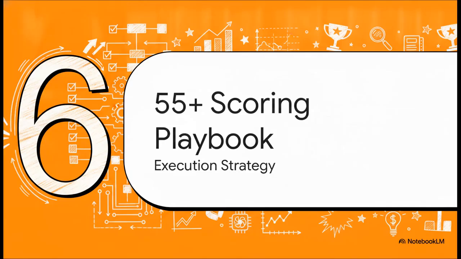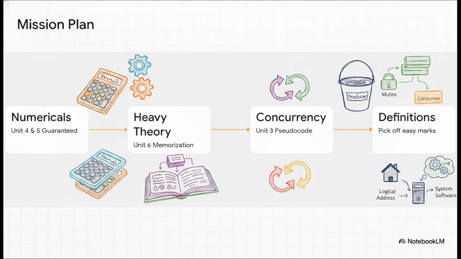Okay, Part 6, your 55-plus scoring playbook. Let's talk execution strategy. We've extracted all the highest yield topics. Now, let's bring it all together into a clear, chronological mission plan. Step 1. Sit down and perfect the Unit 4 page fault and Unit 5 disk scheduling numericals. They are absolutely guaranteed to appear and will secure you roughly 24 marks right out of the gate.